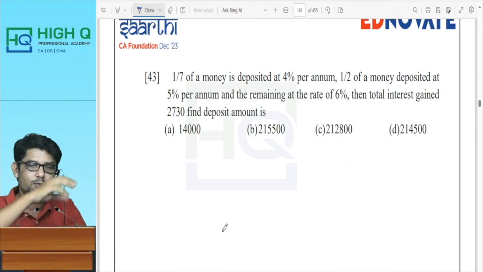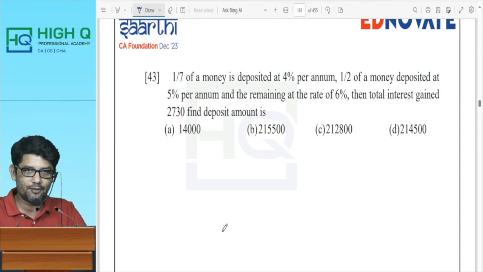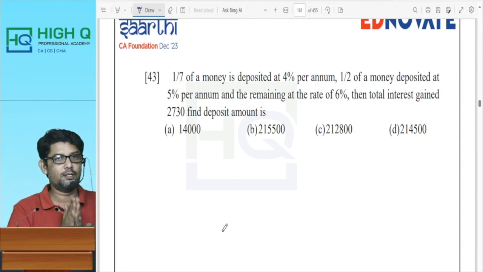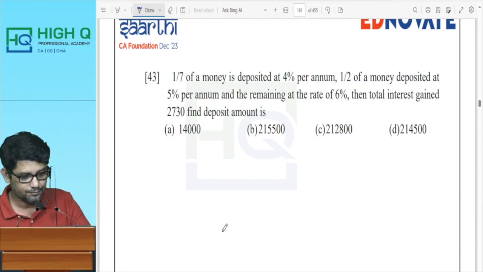Not only that, the questions can be taken from there also. So that is the reason. So always, when we get past year questions, let us make use of them. It is always good.